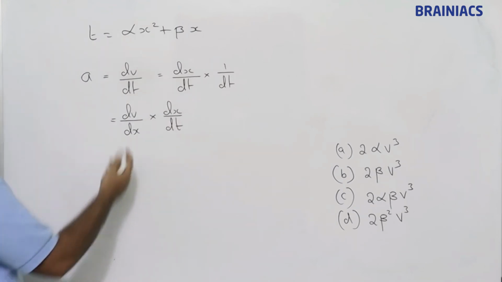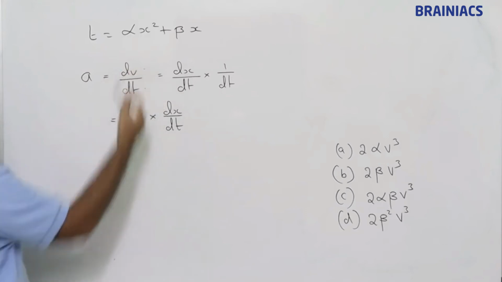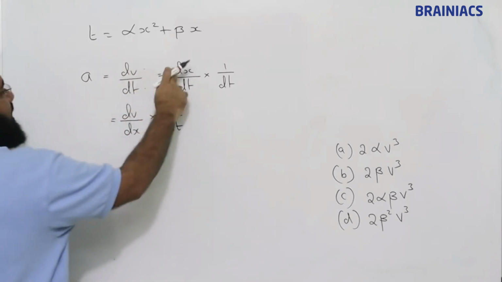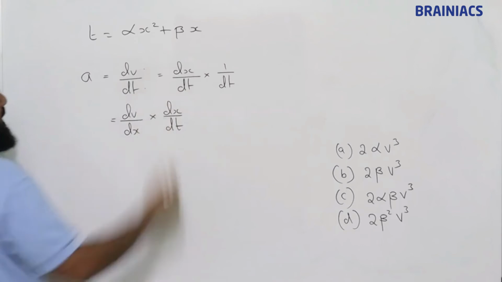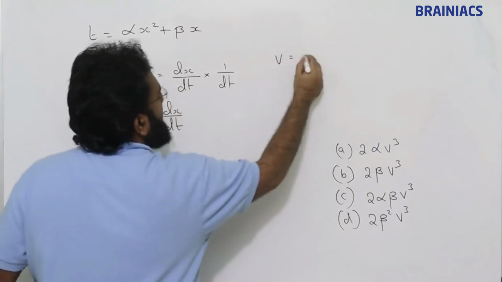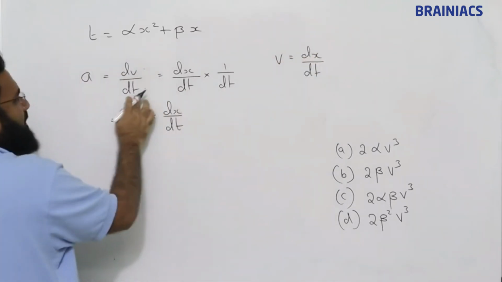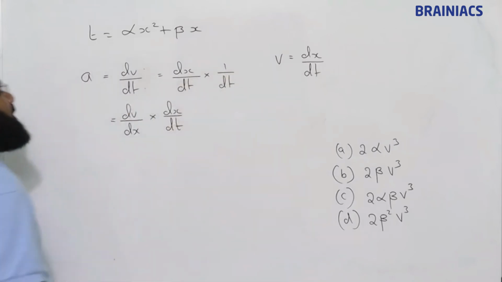Clear or what? Acceleration is something but dv by dt. Okay, we know that. Now dv is actually dx by dt. Velocity is what? dx by dt. And I just say maintain 1 by dt like that.